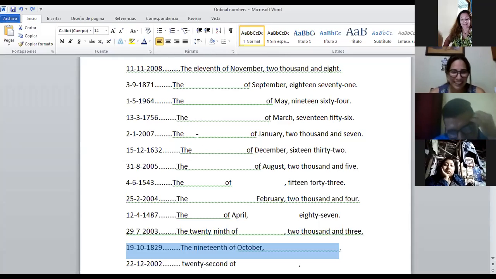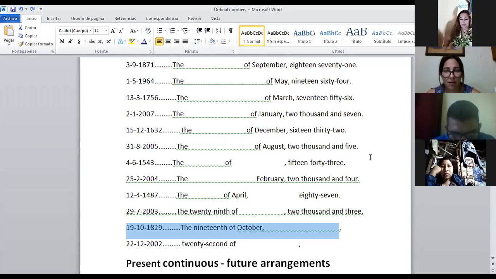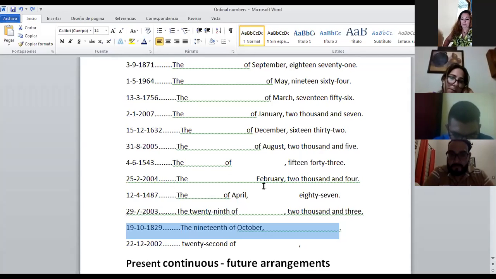Okay, the next one. The 2nd of January 2007. Okay, the 15th of December 1632. The 31st of August 2005. Okay, the 4th of June 1543.